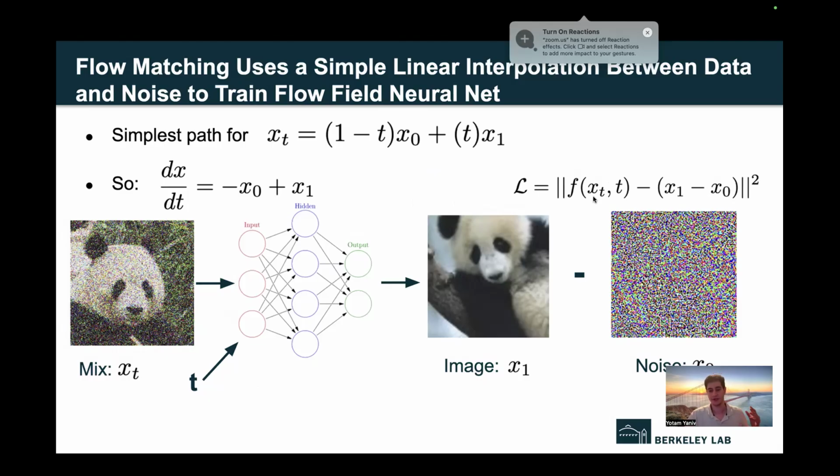When we're training this model, we take thousands of images, if not millions of images, and millions of different time points. We pick a time point, which tells us how much we should noise our image. And we put our noised image, x of t, and the current time into the neural network.